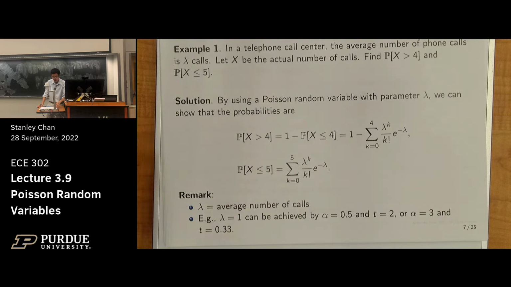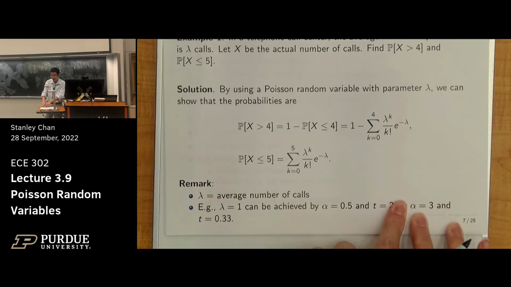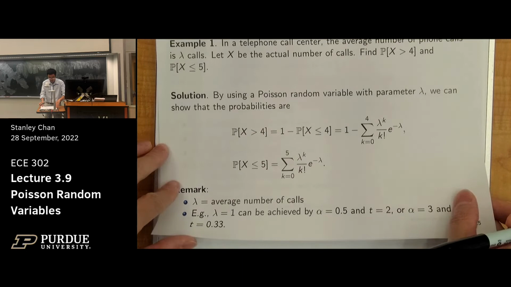Here is a remark. Lambda is the average number of phone calls, so lambda equal to 1 can be achieved by having alpha equal to 0.5 and t equal to 2. Or it can be achieved by alpha equal to 3 and t equal to 0.33. And you can have any combination of alpha and t to give you the same lambda. All right, so this is a very simple example showing you how we calculate the probability.